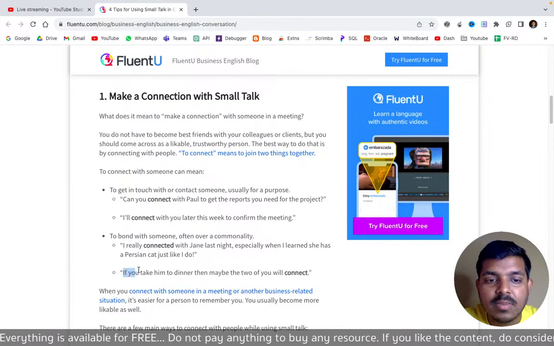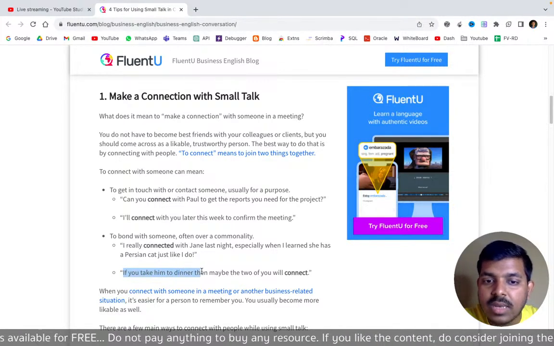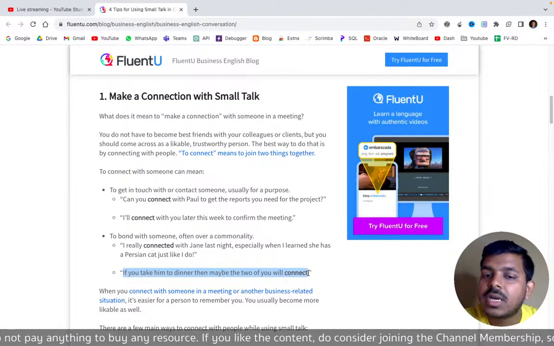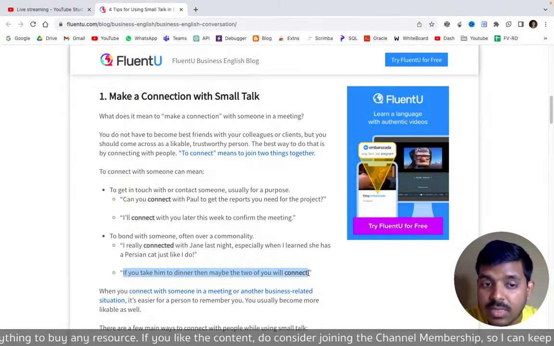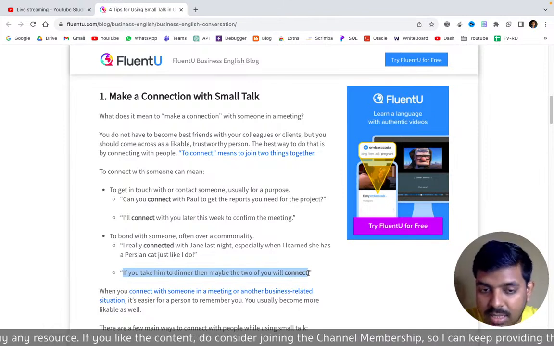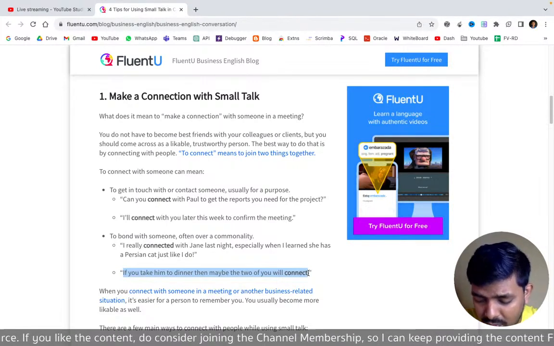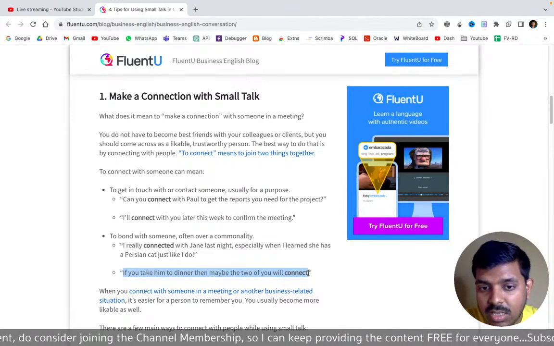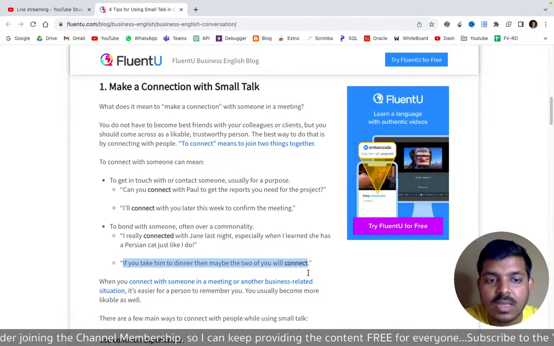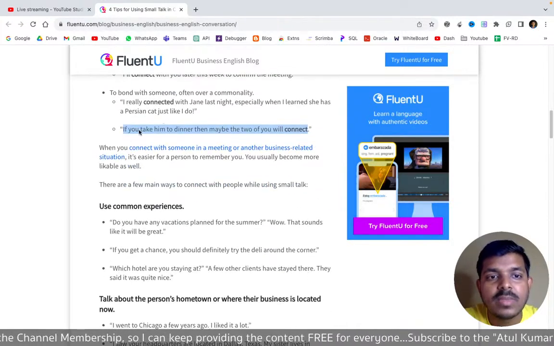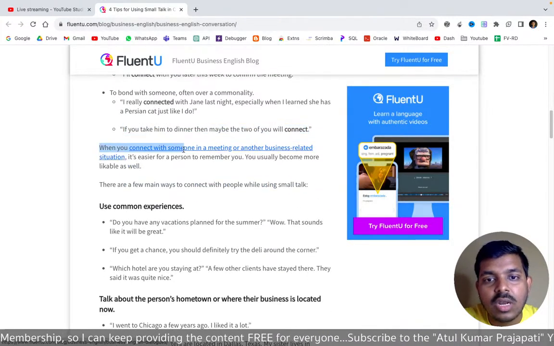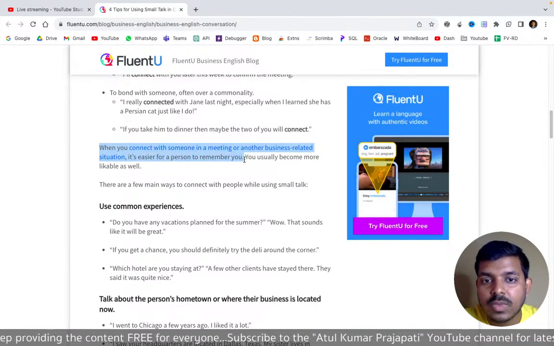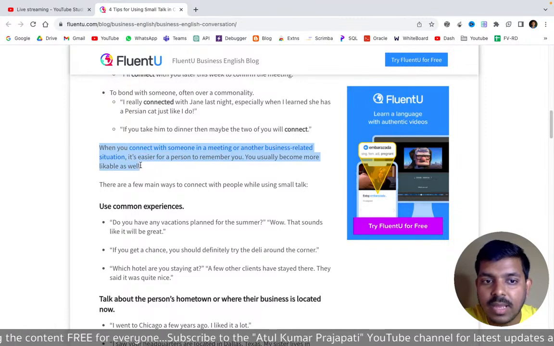Or in the second example, if you take him to dinner, then maybe the two of you will connect. It means that if you spend quality time together, if you have dinner, there are high chances that you might start to know about each other, which will maybe help in building trust for a longer period of time. As you can see, when you connect with someone in a meeting or another business-related situation, it's easier for a person to remember you. You usually become more likable as well.